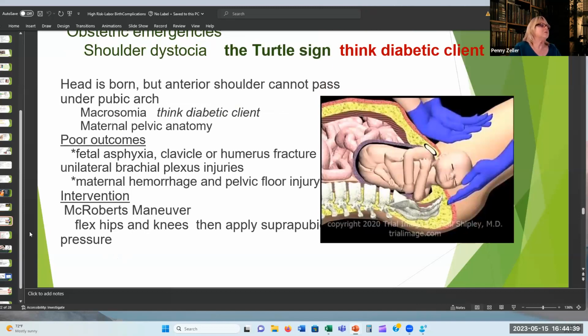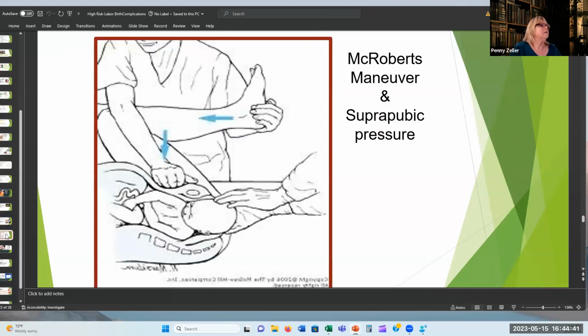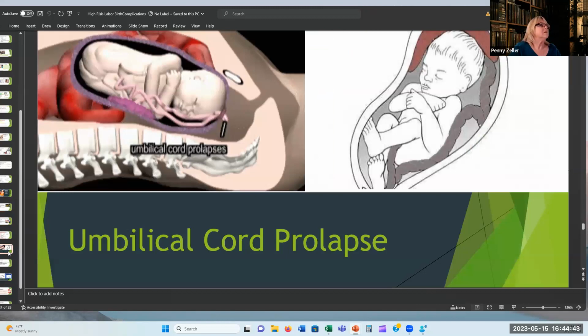Okay, this is a shoulder dystocia again. Umbilical cord prolapse we talked about. So in these pictures, you notice that the cord is getting ahead of the fetus. In a breech position, it's more likely to happen, or a baby that's not really engaged. In the picture on the left, you can see that cord actually falling out of the cervix. So what's our resolve?